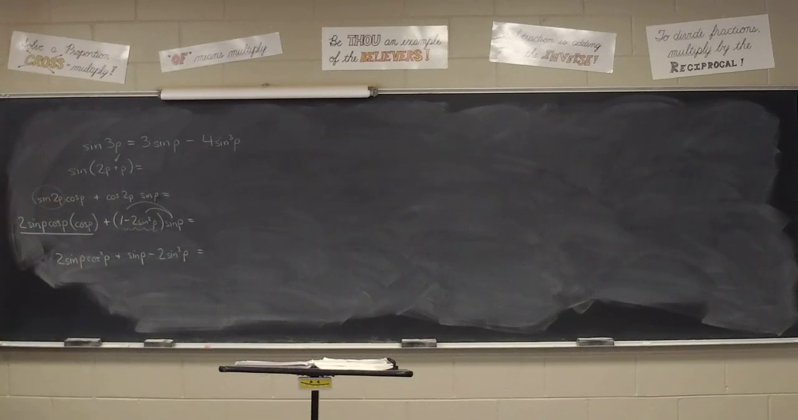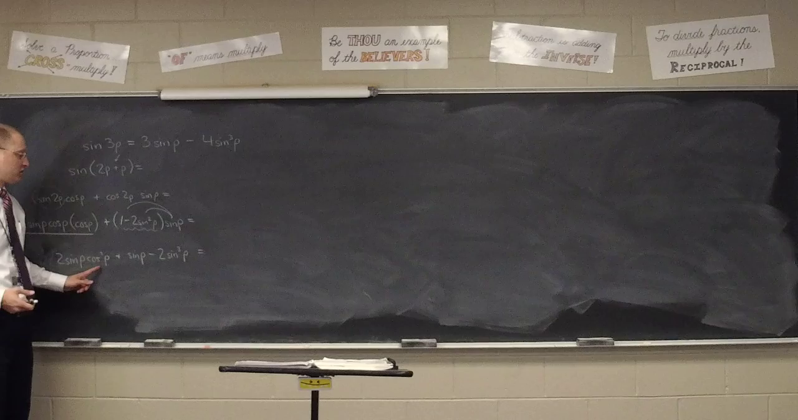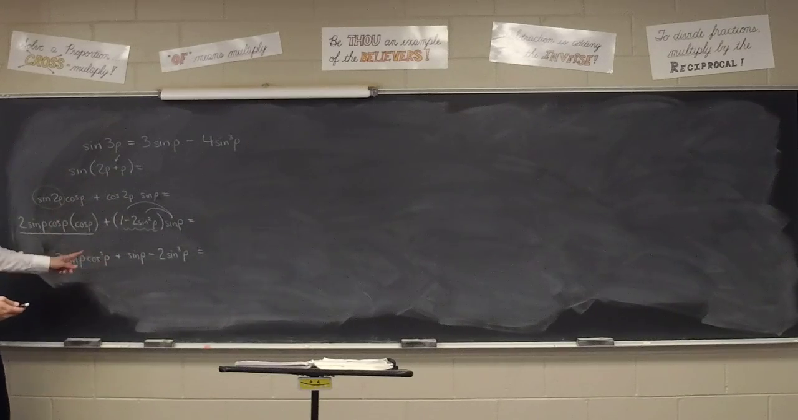But who's the misfit, Ethan? Me. Yes, you. Missed it. Who's the misfit? We don't need a cosine squared. Right, the cosine squared is the misfit. Everybody else looks happy, but not the cosine squared.